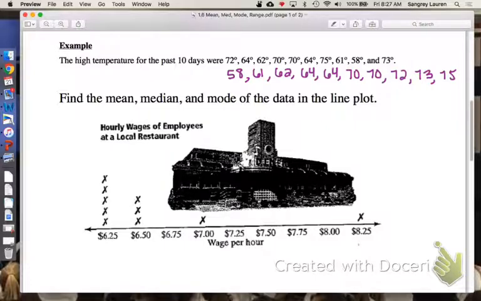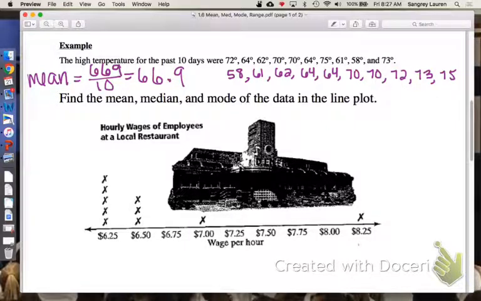So it looks like there's 10. So when you add them all up, you should get 669 and divide that by the 10 numbers. So our mean is 66.9.